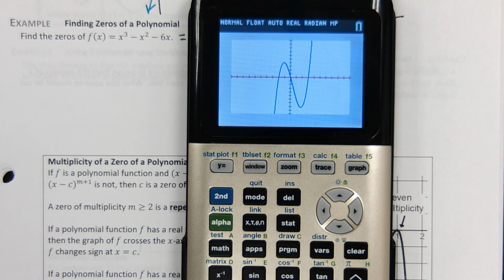Yes? What's going on? Is that a hand up or no? Oh, okay. I just think it's faster to do second trace intersect.